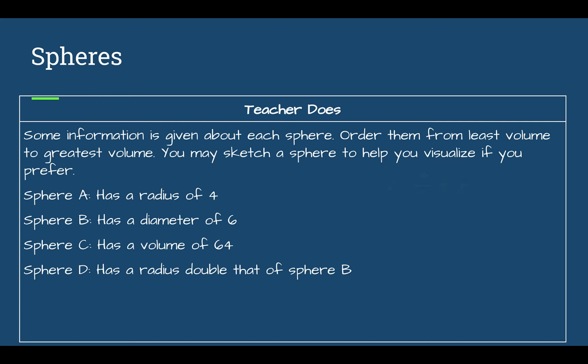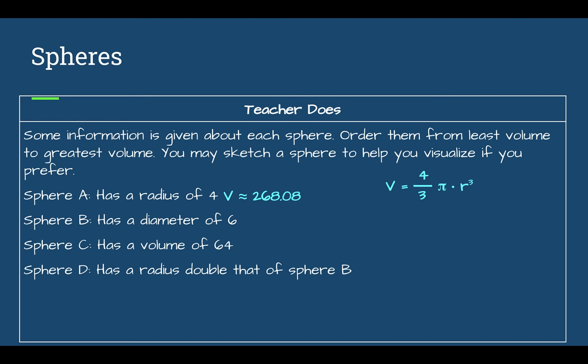Since they're all spheres, we're going to use our formula, volume equals 4/3 pi times r to the third power, for each one. Sphere A has a radius of 4. So I'm going to plug in 4 for r and calculate it out. 4 to the third power is 64. If I multiply it out with pi, I get approximately 268.08. So I'm going to mark that as the volume of sphere A.